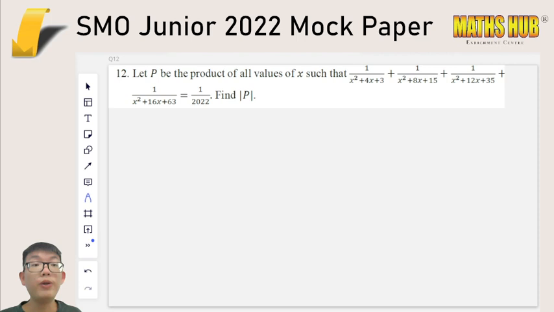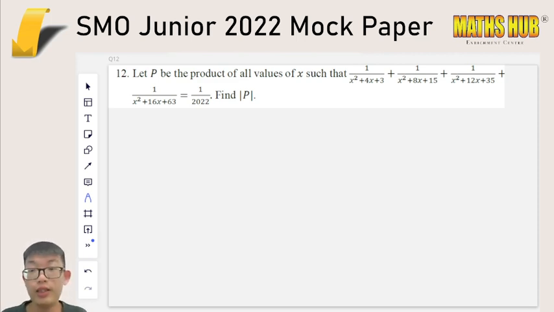Okay, question 12. Let P be the product of all values of x such that this equation holds. I don't really want to read it out. Find the absolute value of P. Remember, absolute value of P isn't anything too complicated. It just means that if P is negative, then remove the negative sign and give me that value.